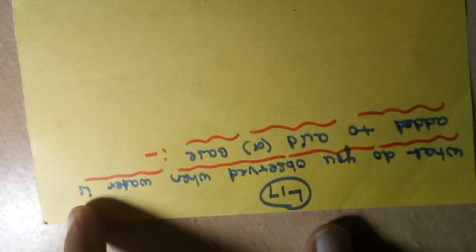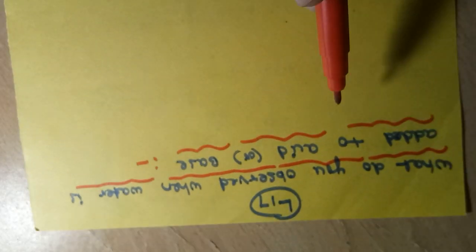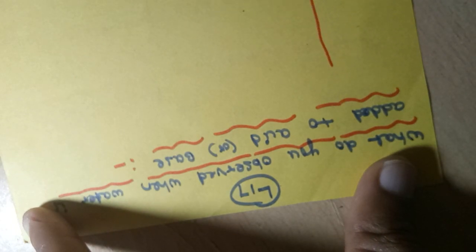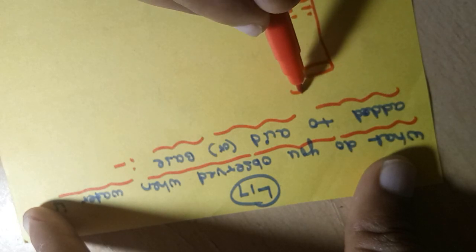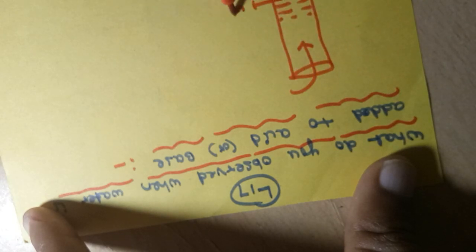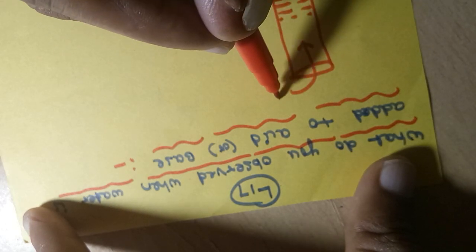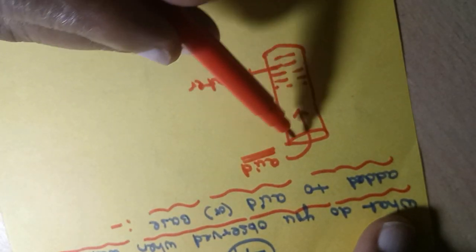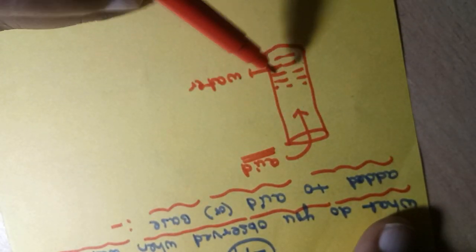So what do you observe when water is added to acid or base? Generally the acid or base is added to water. This is water, and what you are adding is acid or base. First you are taking acid. So whenever acid is added to the water, what will happen?